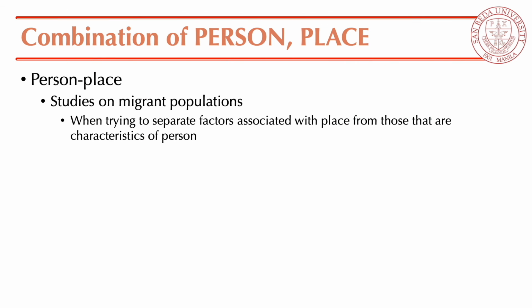And finally, we can actually combine information on person and place, especially when we're trying to see if environment has an influence on diseases that seem to have high prevalence in certain ethnicities, such as gastric cancer among Japanese. Now, I'll be showing you a rather well-known migrant population study on cancer next as an example of this.